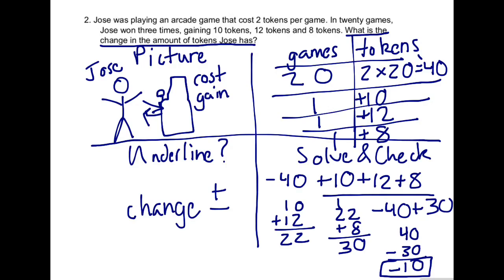So I know if I added up 10 plus 12 plus 8 correctly, which I believe I did, which is 30, and then if I subtracted 30 from 40, which is 10, I know that's negative 10 because there were more negatives than positives. So my answer is negative 10.